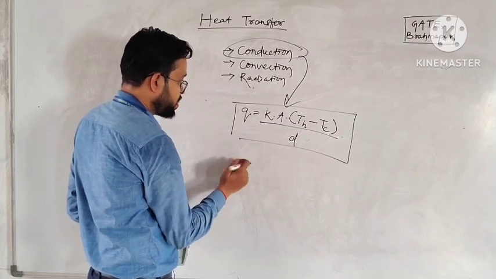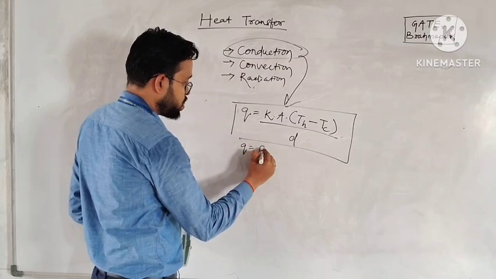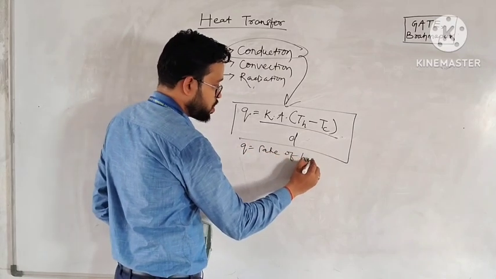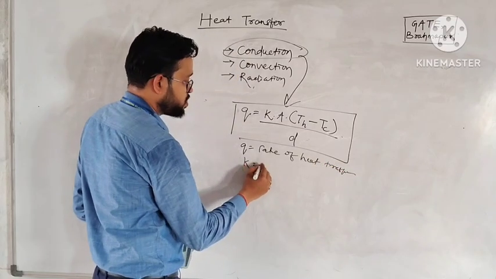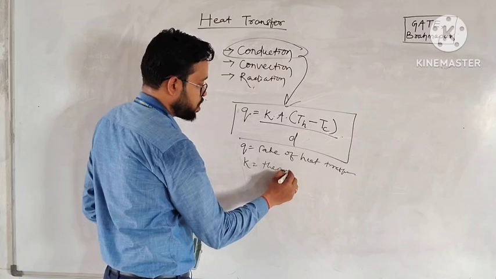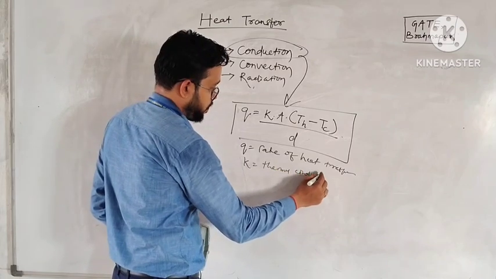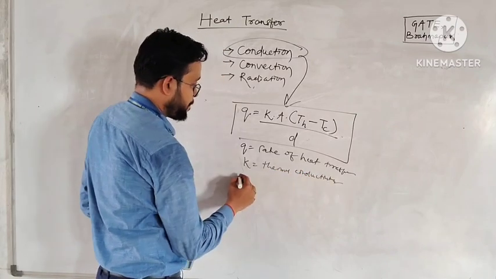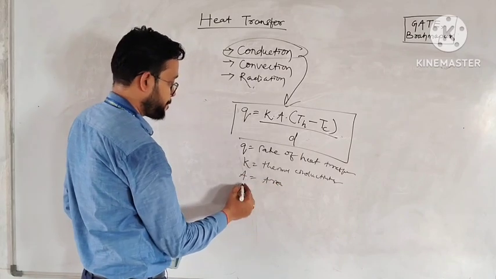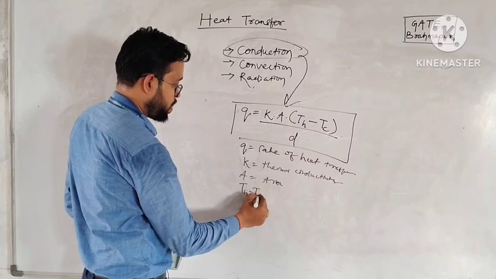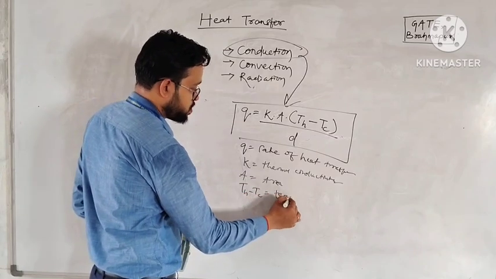Again I am writing in detail. Q is the rate of heat transfer. K is thermal conductivity. A is area. ΔT is the temperature difference.